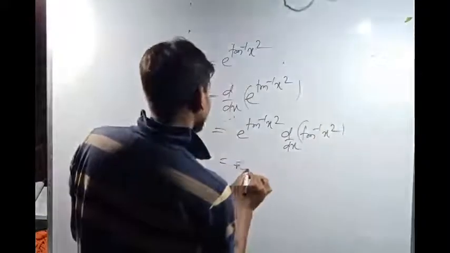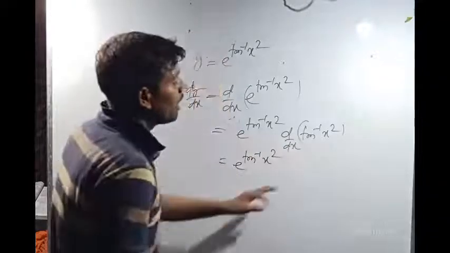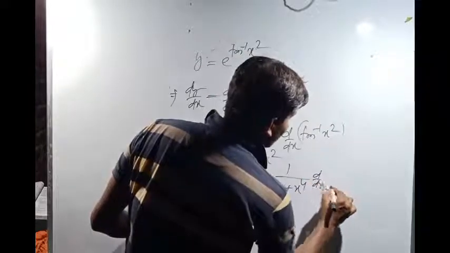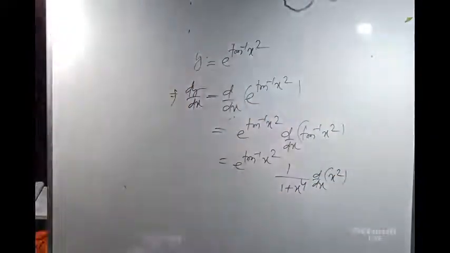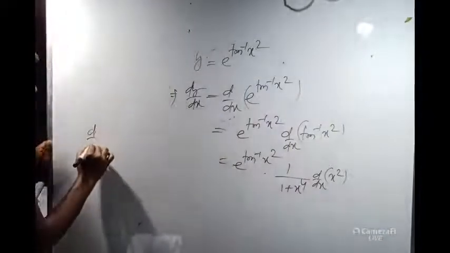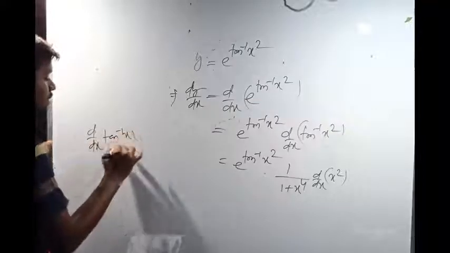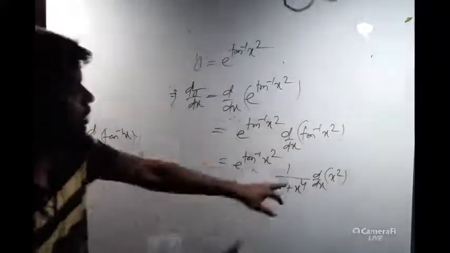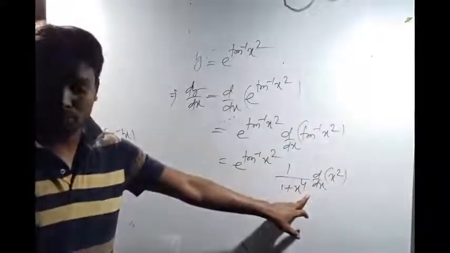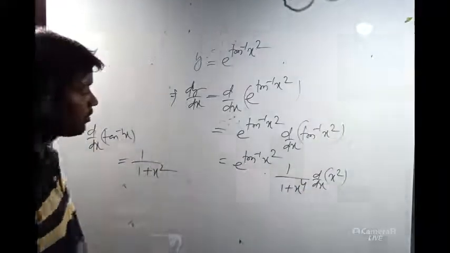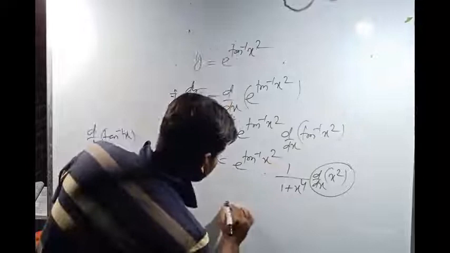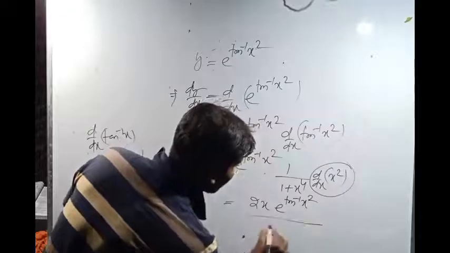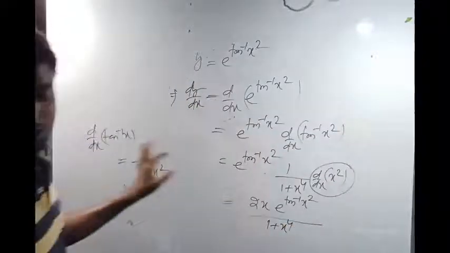Now e to the power tan inverse x² is here, and the derivative of tan inverse x² equals 1/(1 + x⁴) times the derivative of x². Okay, the formula for tan inverse x is 1/(1 + x²), but x² is here, so this is x⁴. Okay, any doubt? Now the derivative of x² equals 2x. Now 2x e to the power tan inverse x² divided by (1 + x⁴) is here, and this is the answer of this question.